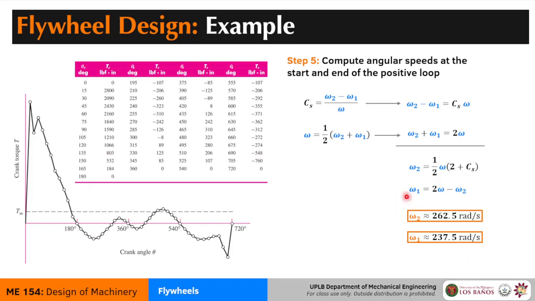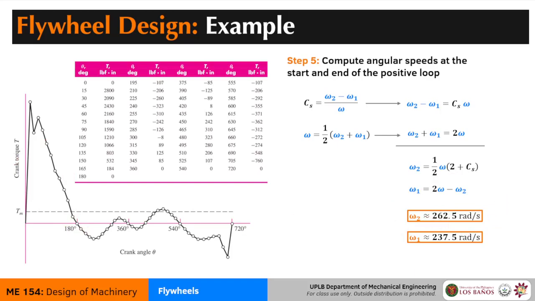So is this correct? Omega 1 has to be lower. That is because this is the period where the flywheel is storing energy. So supposedly at 0 degrees, your speed is omega 1. And then as the flywheel is storing energy, once it reaches the end of that cycle, omega 2 will be larger.